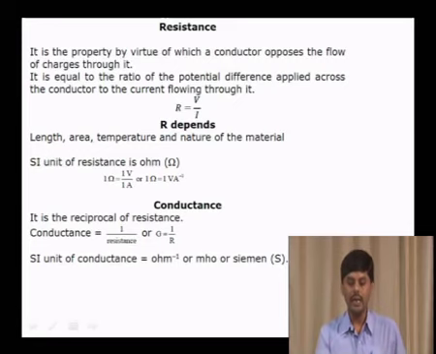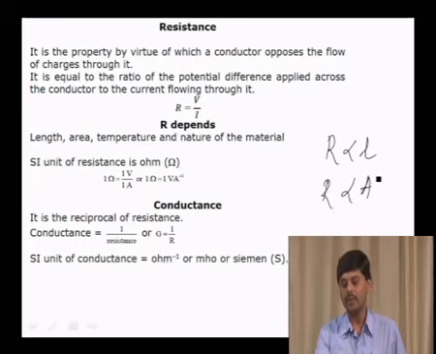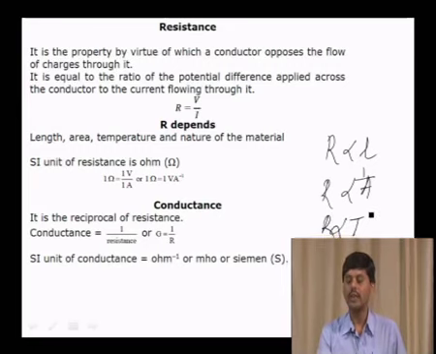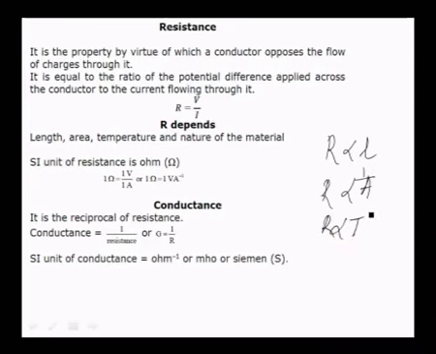For example, resistance is directly proportional to the length. Similarly, resistance is inversely proportional to the area, and it is also directly proportional to the temperature. It also depends on the nature of the material. On these four factors, the resistance of a conductor depends. The SI unit of resistance is ohm.